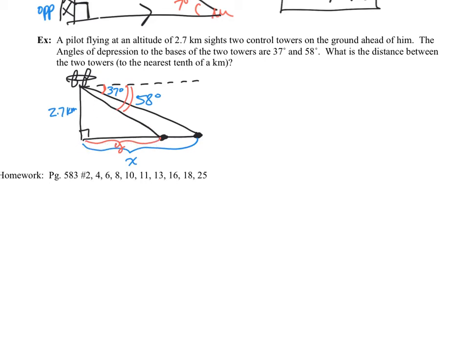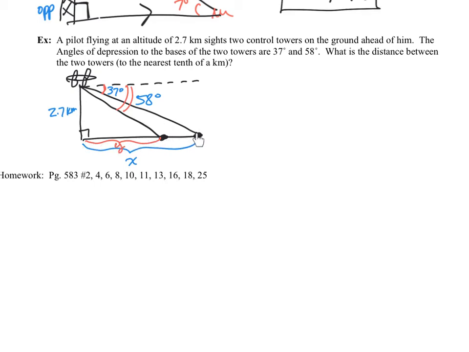And then if I take X, this whole measure, minus Y, that will give us the distance that we're being asked to find, which is the distance from one control tower to another. So let's find X first. So let's look at this larger right triangle.